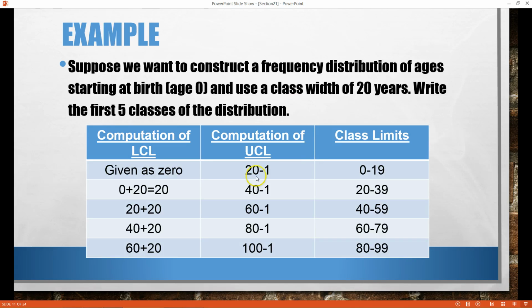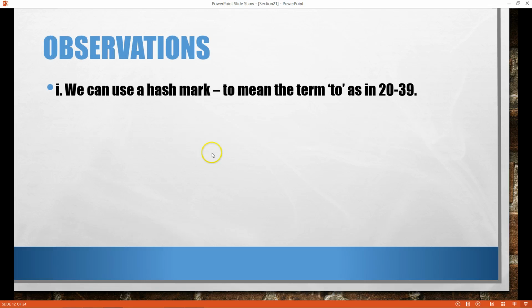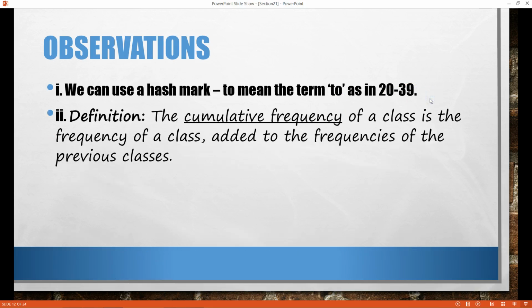First off, notice here I use this hash mark. The hash mark means the word "number." So in other words, the second class would be from 20 to 39 years. All right? So the hash mark means the word "number." Now a couple other definitions here.